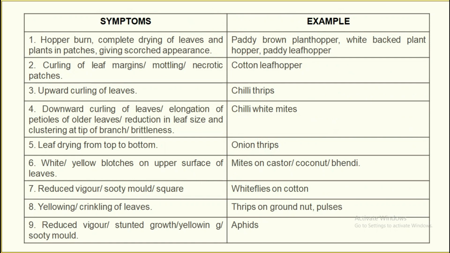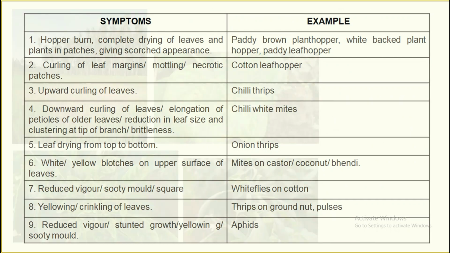Okay. Next, these things you know. Hopper burn is by which insect? BPH. Yes or no? Leafhopper. Then curling of the leaves, again by leafhopper. Thrips also. Mite also. Upward curling means thrips. Downward curling means mites. Yes or no? Leaves drying from top to bottom is again due to thrips in onion.